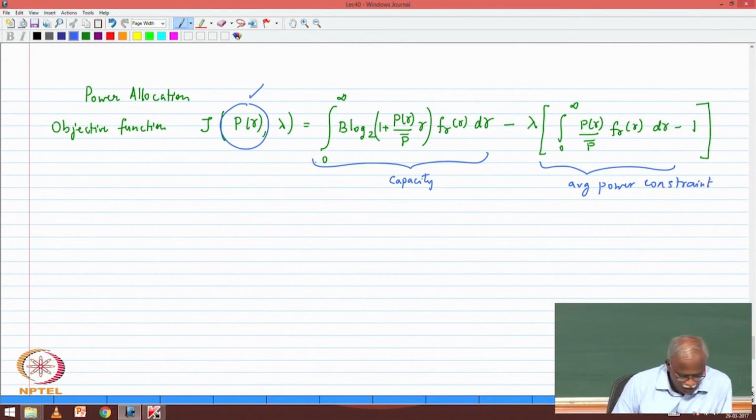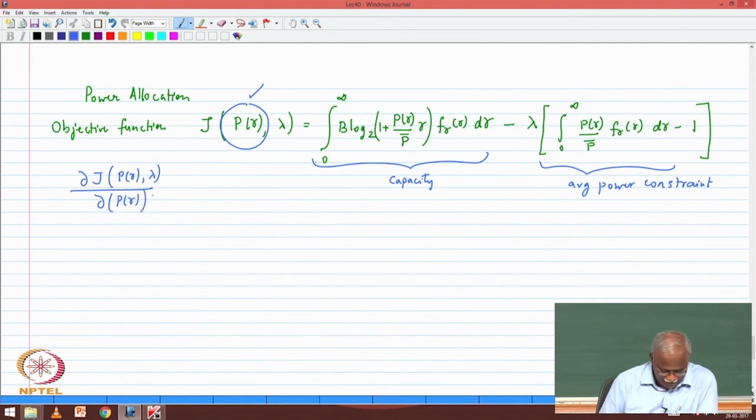Okay, so basically I will differentiate with respect to the variable p of gamma and also with respect to lambda. When I differentiate with respect to lambda, I will get the average power constraint. So that is already one equation that is available to me. Now the key thing is I want to differentiate with respect to p gamma. The partial derivative of the objective function is a function of p of gamma and lambda. I would like to differentiate this with respect to p gamma. As I said, I am treating that as a variable.